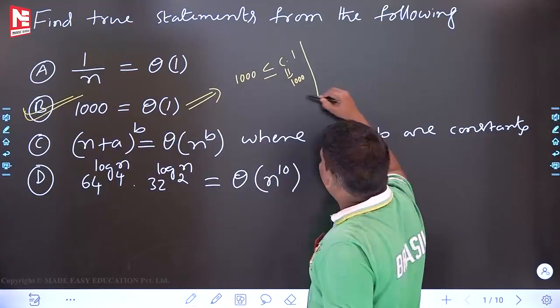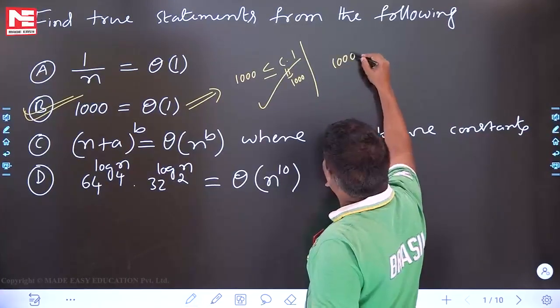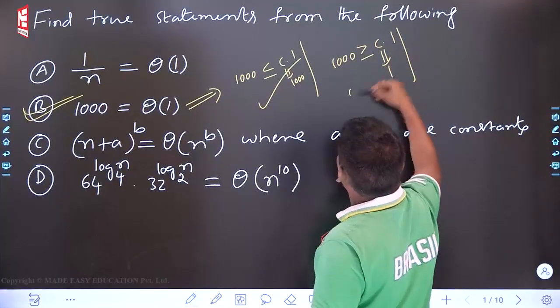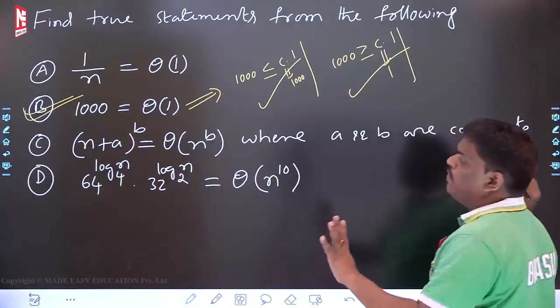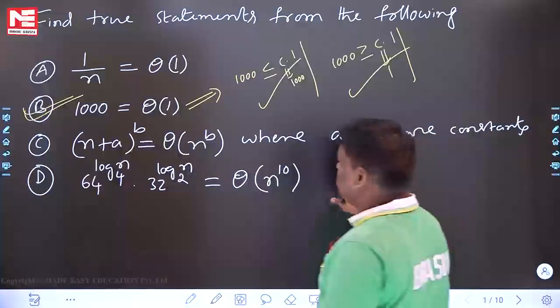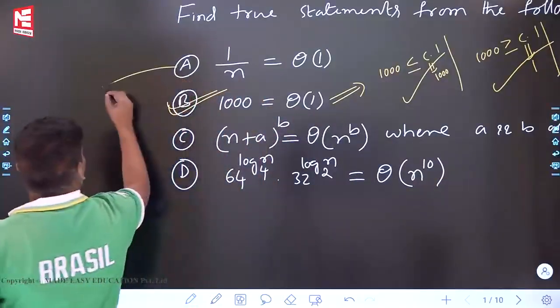Big O is possible because of this. See omega also, if you want: greater than or equal to some C into 1, with C value 1, omega is also possible. Then theta is possible. Option B, everyone knows that. That is the true statement. Let's see option A.